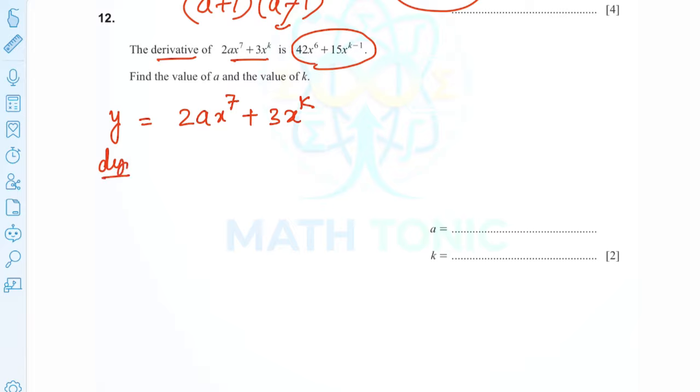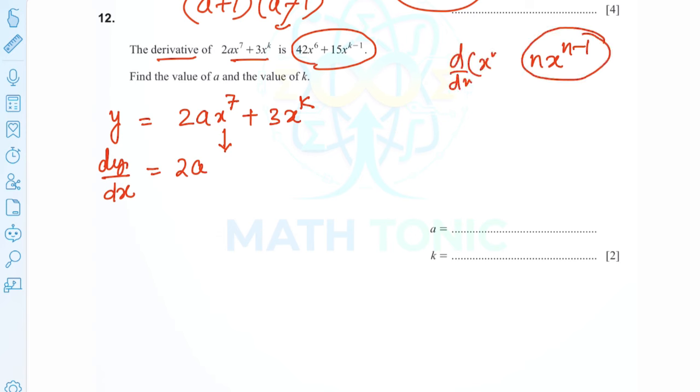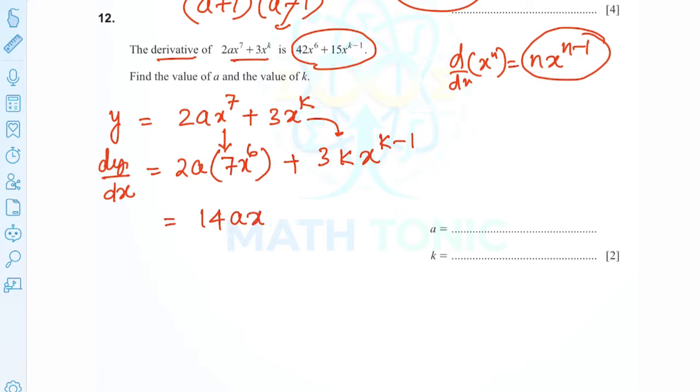To differentiate this, dy over dx equals, 2a is a constant, and for x power 7, all of us know the formula, n times x power n minus 1, if I'm differentiating x power n. So it will be 7 times x power 6, plus 3 is a constant, and for this one it will be k times x power k minus 1. So I'm getting 14a x power 6 plus 3k x power k minus 1. Did you get it? I got this as dy over dx.